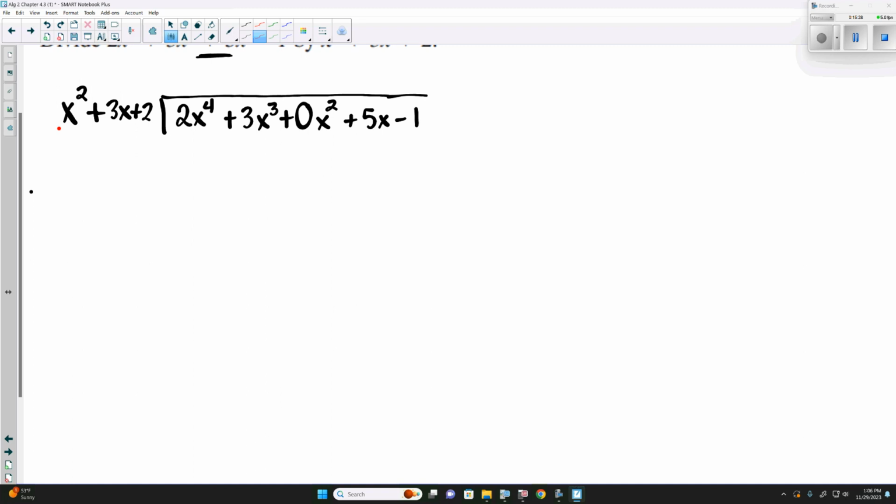Our first step, we need to see what we need to multiply x squared by to get 2x to the fourth. Well, what times x squared is x to the fourth? It would indeed be 2x squared, because our x squared times x squared would give us x to the fourth. Since we have a 1 in front of our x squared on the outside, we need to multiply it by 2 to get our 2x to the fourth.